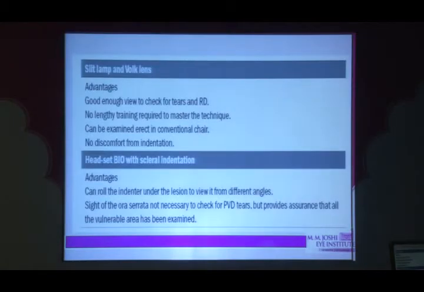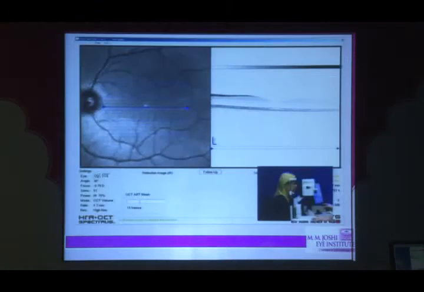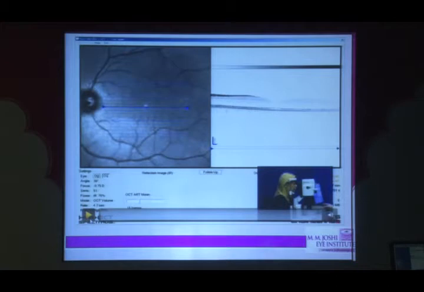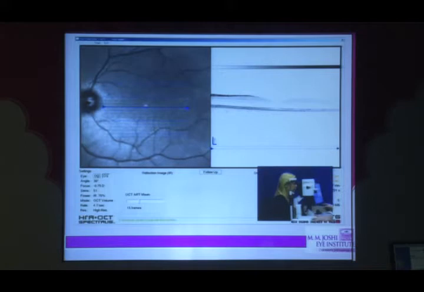So the advantages are a good enough view to check for tears and RD as well. No lengthy training required and no discomfort. So this is the last video I wanted to show, because my instructor was telling me that sometimes there might be a chance where a technician who is doing the OCT can miss any of the lesions.